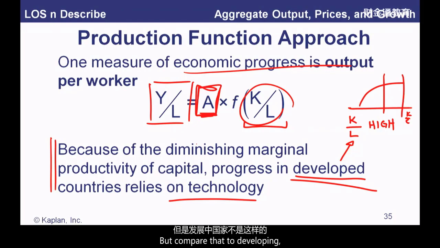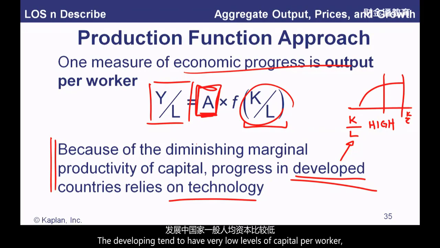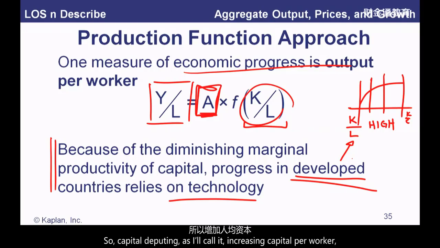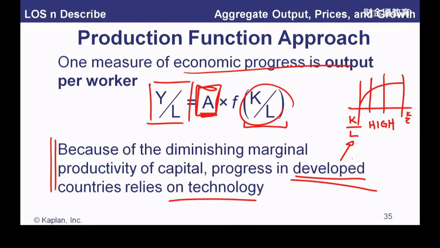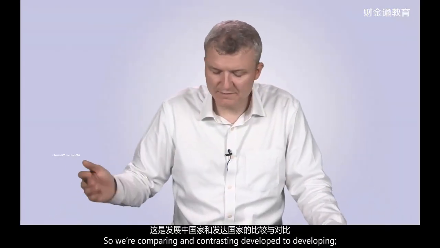Well, compare that to developing countries. Developing countries tend to have very low levels of capital per worker. So capital deepening, as I'll call it, an increase in capital per worker, can give you a real boost to GDP. So it's worth comparing and contrasting developed to developing.